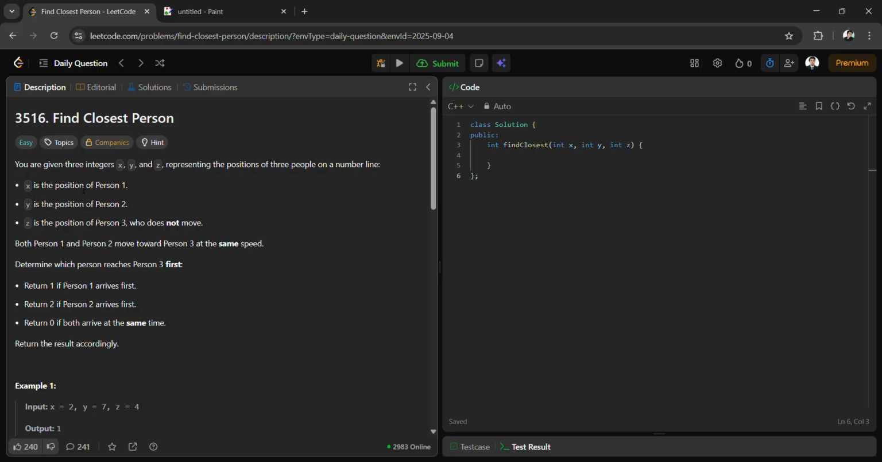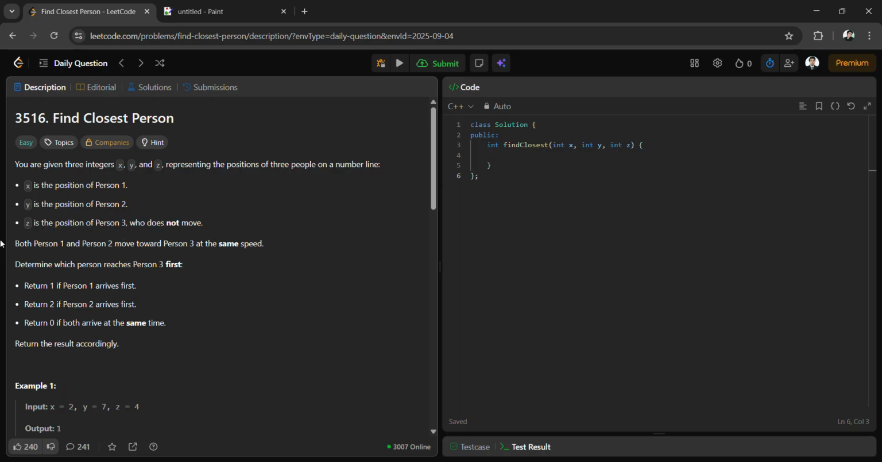This is an easier problem, and the problem statement is: you are given three integers x, y, z representing the positions of three people on a number line, where x is the position of person 1, y is the position of person 2, and z is the position of person 3, who does not move. So z is fixed at its position, it is not going to move.